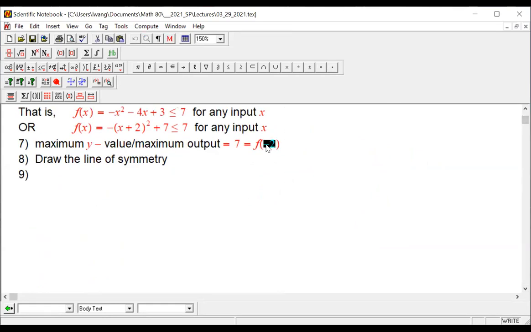Well, it's at the input of -2. When you reach the maximum or minimum, in this case the maximum, the equation of the line of symmetry is the input equals -2. That's a vertical line that crosses right in the middle of the curve, and that is the line of symmetry. You follow me?